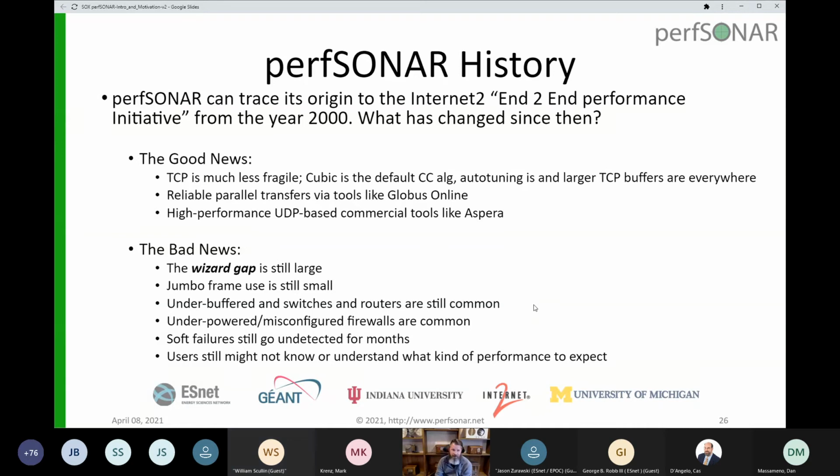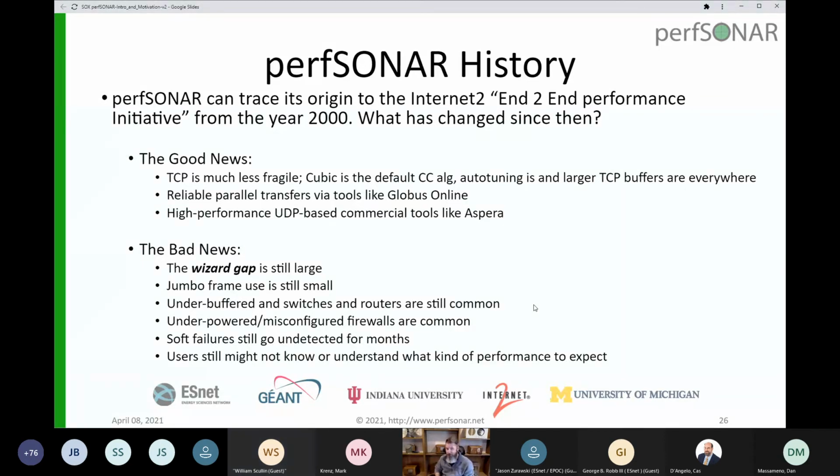The problem is that wizard gap. Network users still don't know what to expect. They just assume that if you tell them you have a 100 gig line coming into your campus, they're going to get 100 gigs worth of speed to their desktop. They don't understand all the pieces and parts that go into making that work.